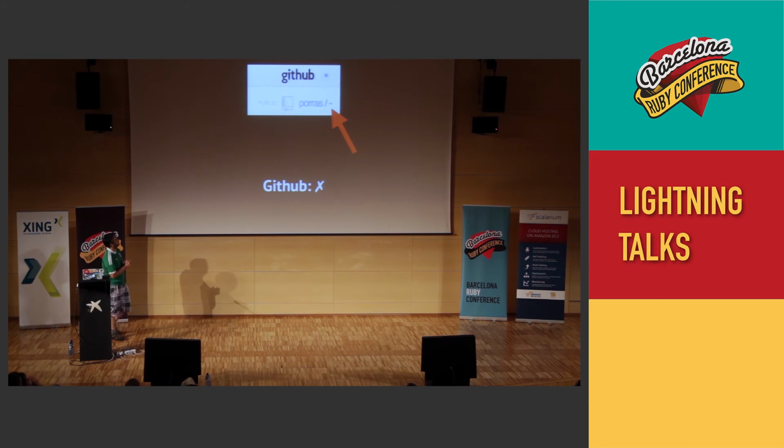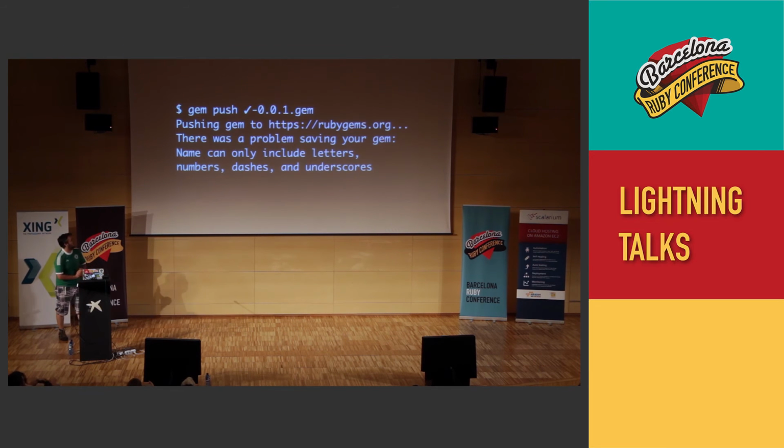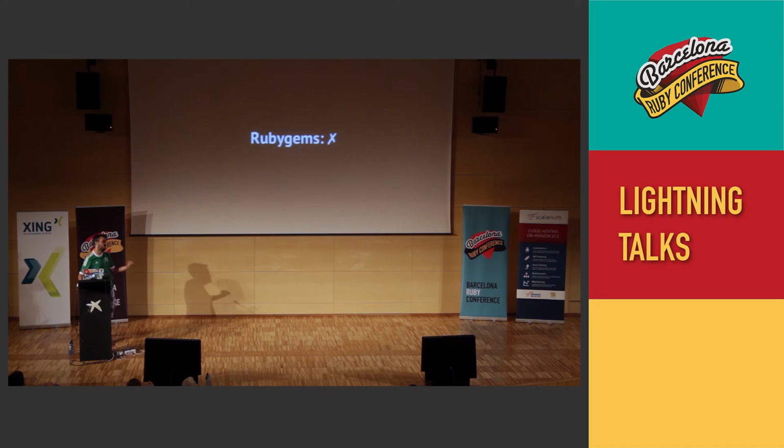OK, the next part was GitHub. GitHub silently changed the name of my repo. So, well, GitHub actually failed for this task, but, well, I love you anyway. Then I decided to push my gem to RubyGems. Actually, I could create the gem, perfectly OK, no warning, everything OK. But, well, when I tried to push it, it seems you cannot do that. So, well, RubyGems failed too, but, well, it's a very cool tool still.